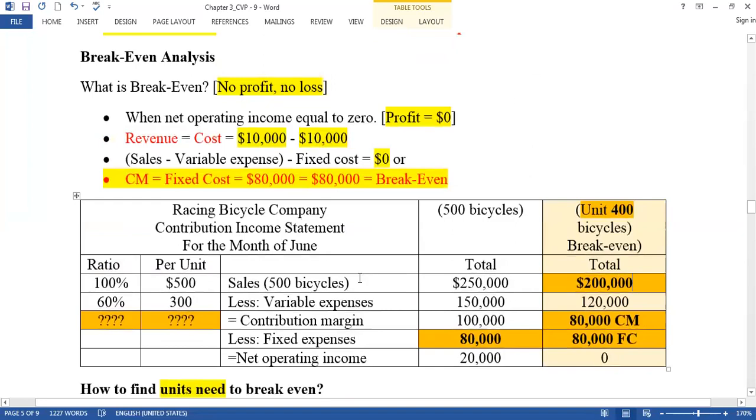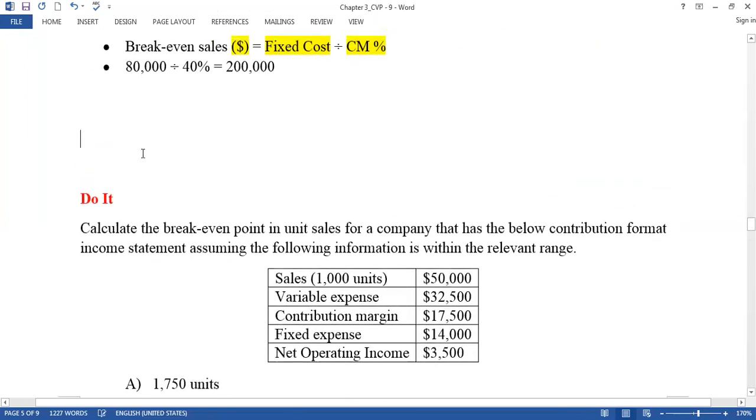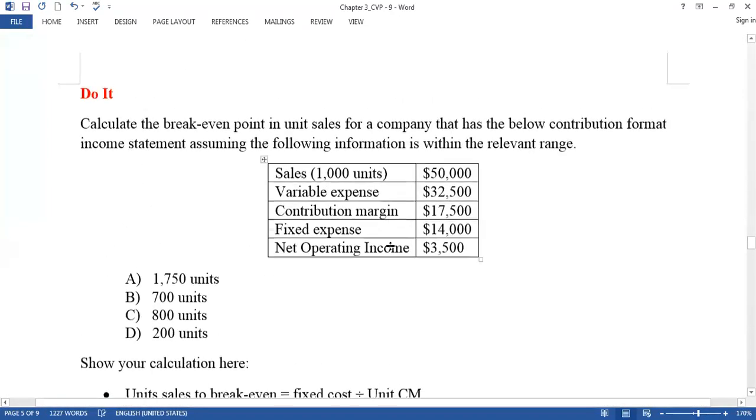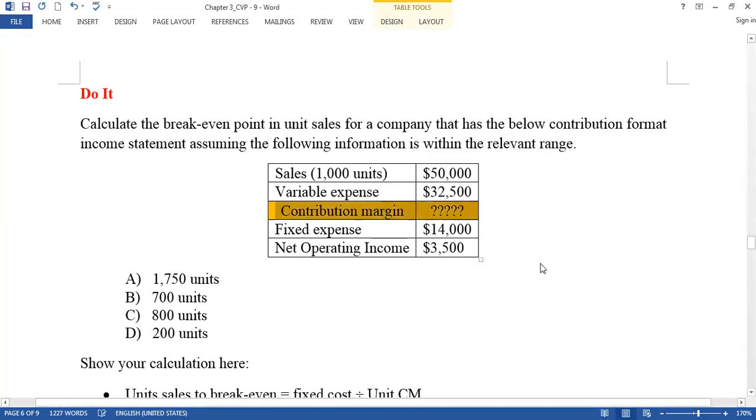So do you understand how to calculate the break even? If you understand, now you can see this question. Again, I may not give you this number; you have to calculate it. Sales are $50,000. At this moment the company sells 1,000 units.